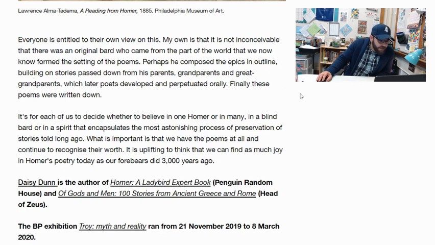It's for each of us to decide whether to believe in one Homer or in many, in a blind bard or in a spirit that encapsulates the most astonishing process of preservation of stories told long ago. What is important is that we have the poems at all and continue to recognize their worth. It is uplifting to think that we can find as much joy in Homer's poetry today as our forebears did 3,000 years ago.